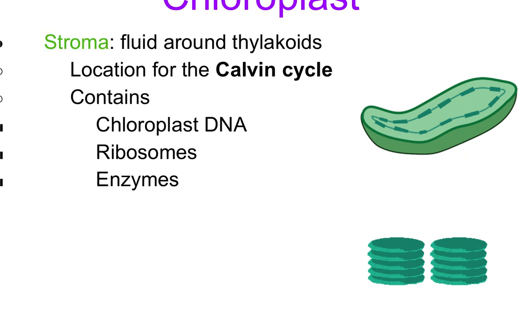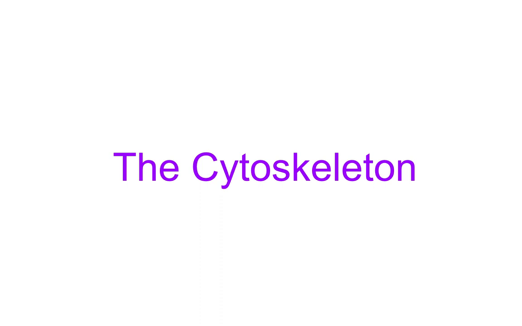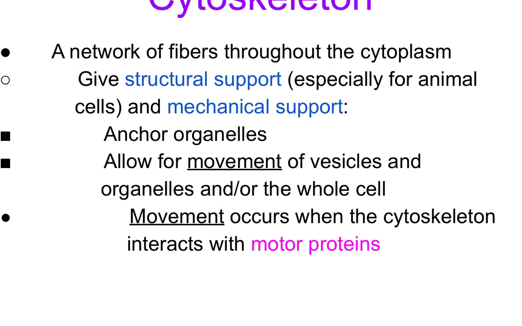Stroma is the fluid that's around those stacks, and that's the location for the Calvin cycle. It contains chloroplast DNA, specific ribosomes unique to the stroma, and then really specialized enzymes that assist in the Calvin cycle.